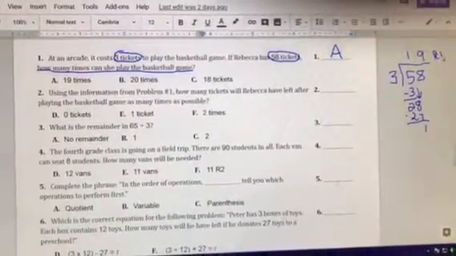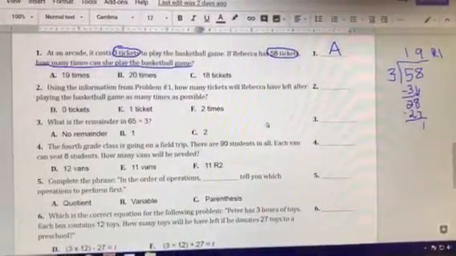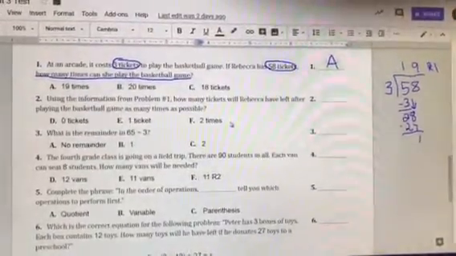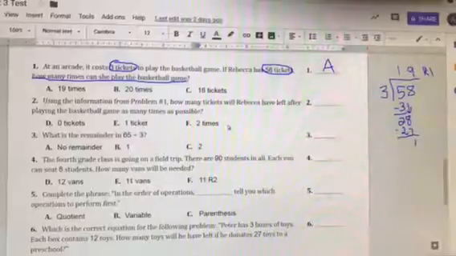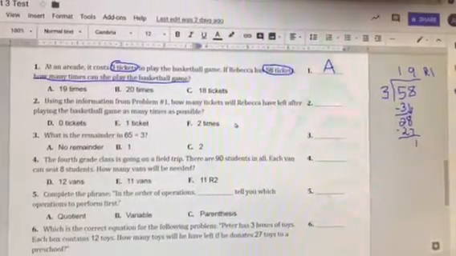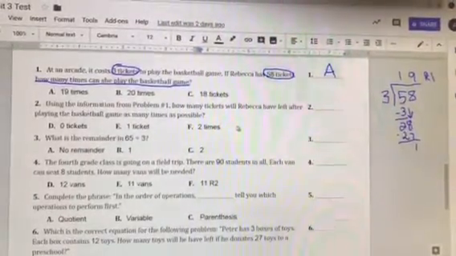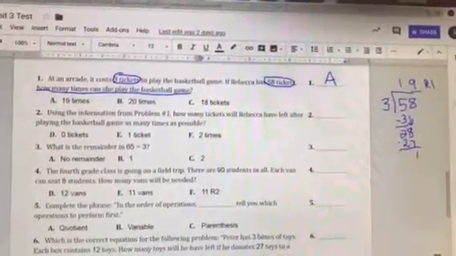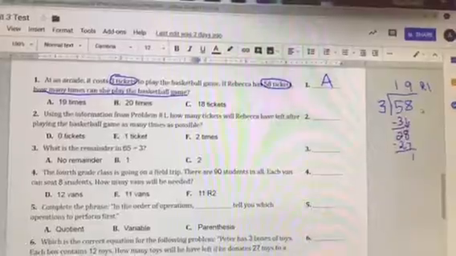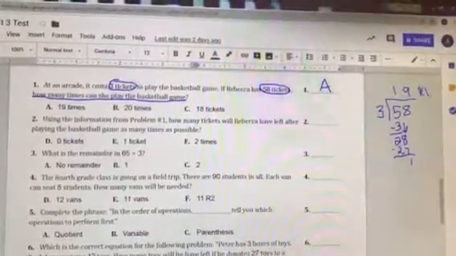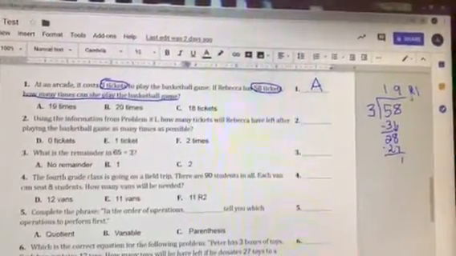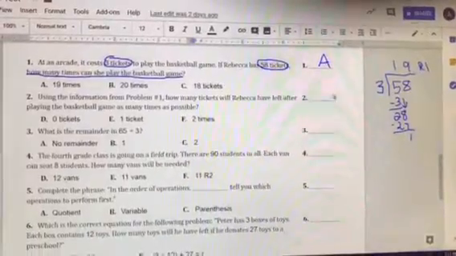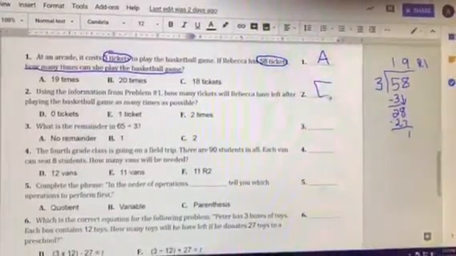Now that remainder of 1 comes in for our second question. Our second question says, using the information from problem 1, how many tickets will Rebecca have left after playing the basketball game as many times as possible? So if she plays 19 times, she's really used up 57 tickets. That means she has 1 ticket left over. So for number 2, our answer is E, 1 ticket.